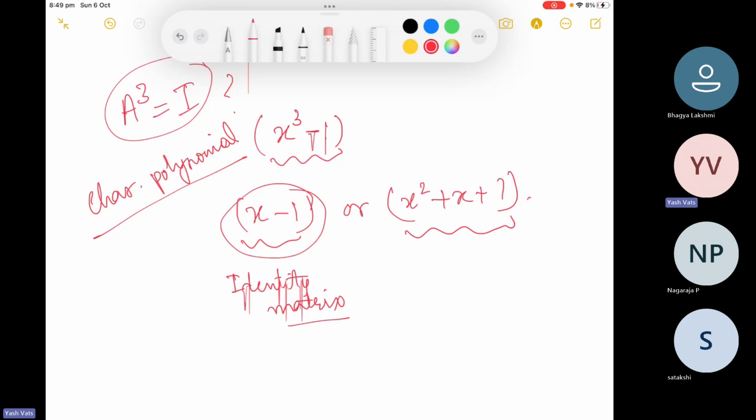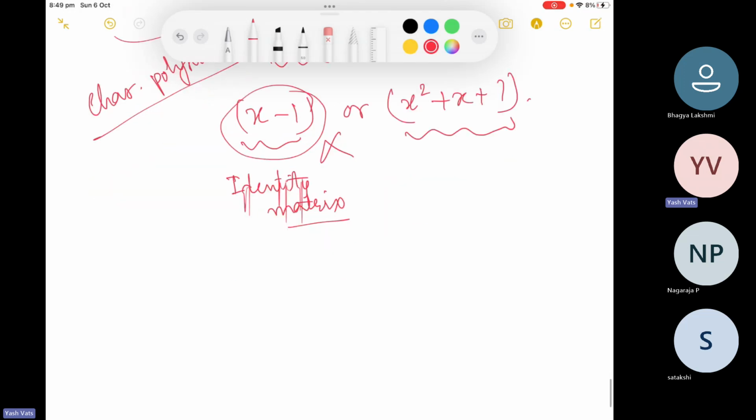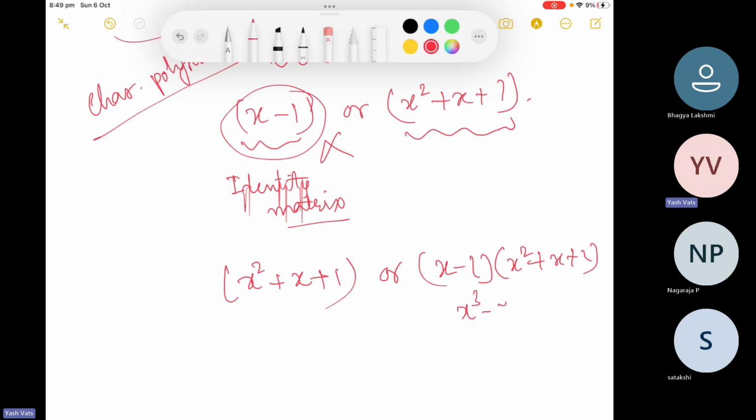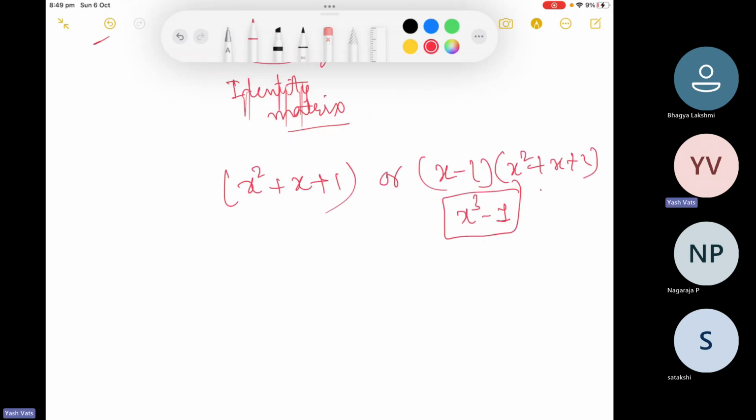So it can't be x minus 1. So the only possible choices are x squared plus x plus 1, which is diagonalizable over R, and the other choice is x minus 1 times x squared plus x plus 1, meaning x cube minus 1 basically. So yes, I think there exists such a matrix. What do you think about it?